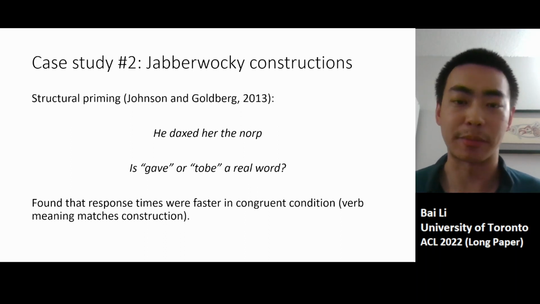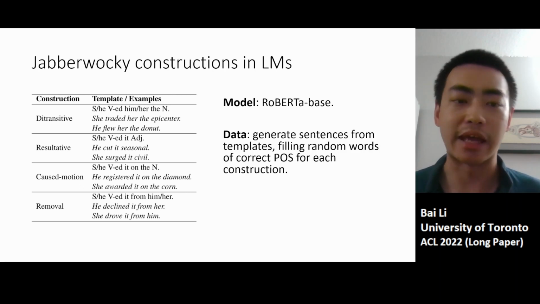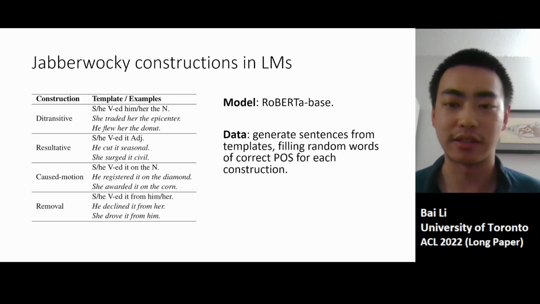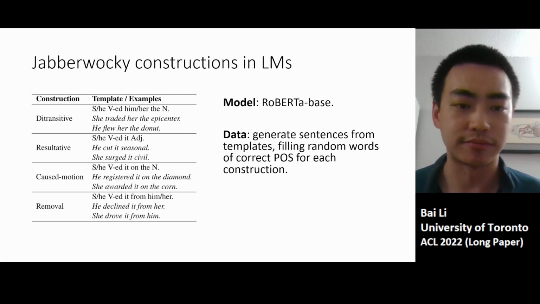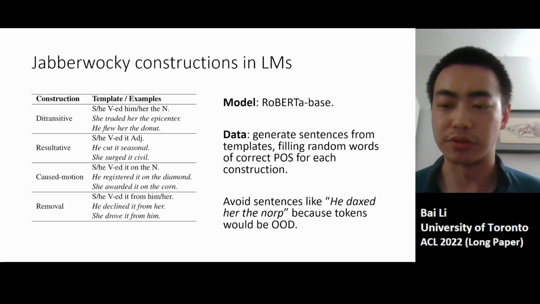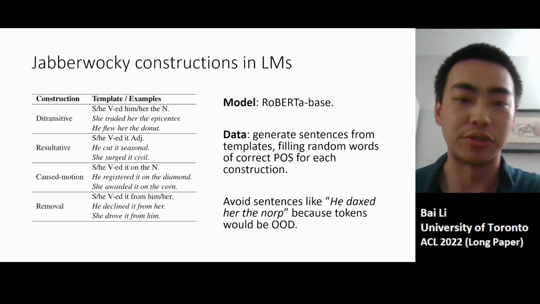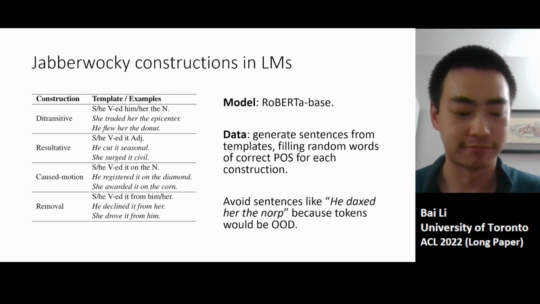So now let's talk about how we adapt this to language models. We use the Roberta-based model, and we generate sentences from templates, like the ones on the left. And we do this by filling in random words with the correct part of speech for each construction. This is slightly different from the original study, which used words like daxed and norp, and we wanted to avoid this because these tokens were never seen during training, so it will be out of domain. And instead we use random real words of the right part of speech.